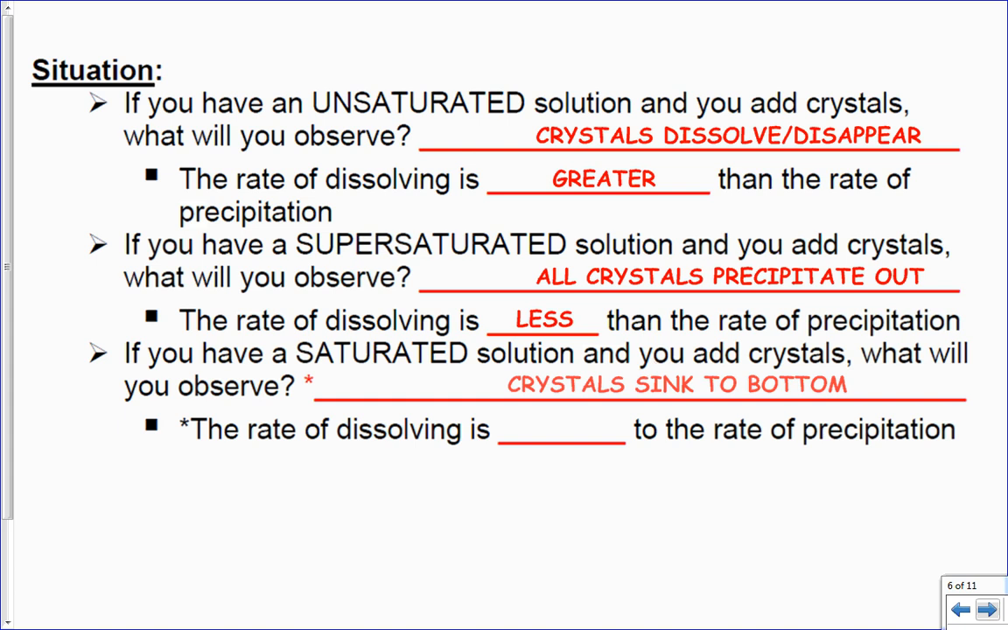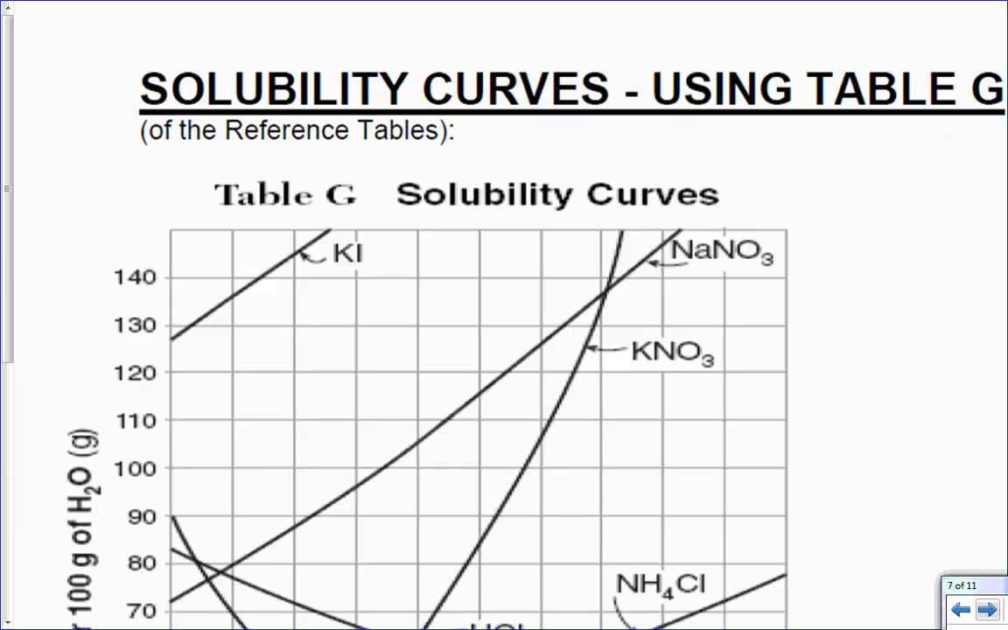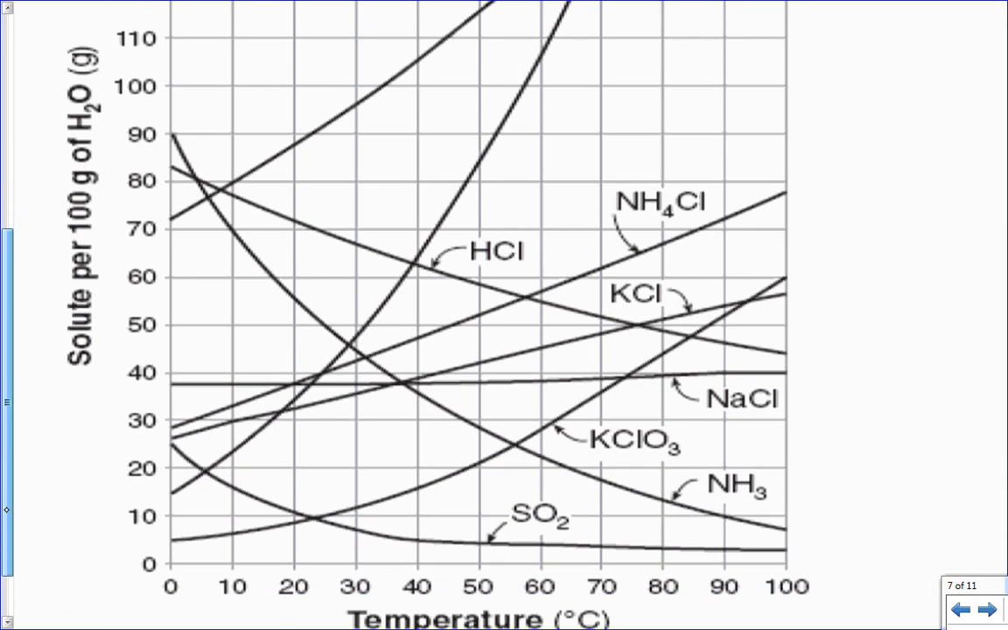If you have a saturated solution and you add crystals, they will just sink to the bottom. Sorry about the bells. The rate of dissolving equals the rate of precipitation, so we could say that they are in equilibrium. We will start to learn what that word means in the next unit or two.